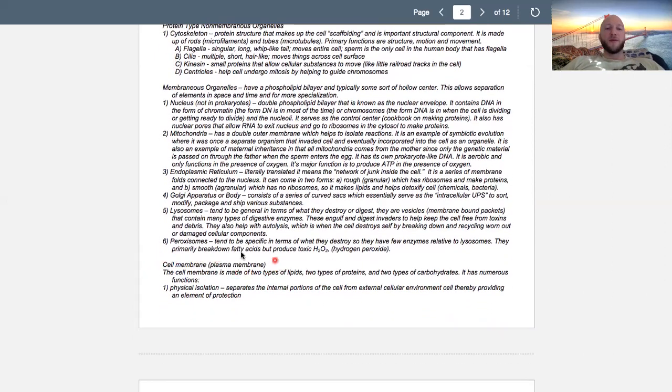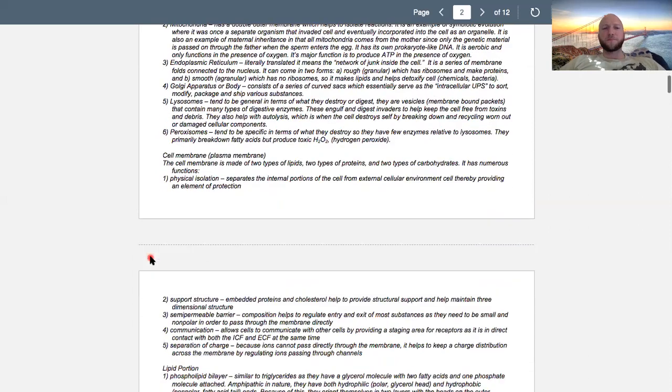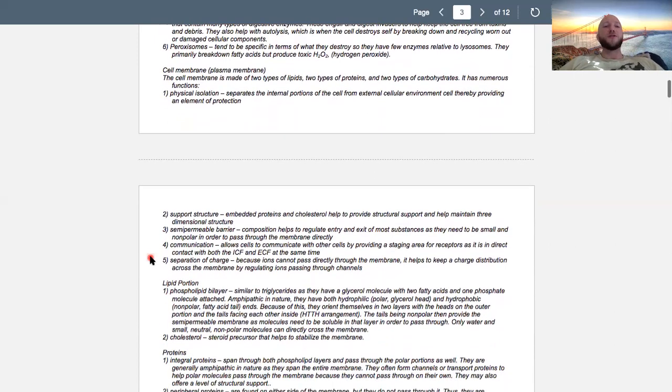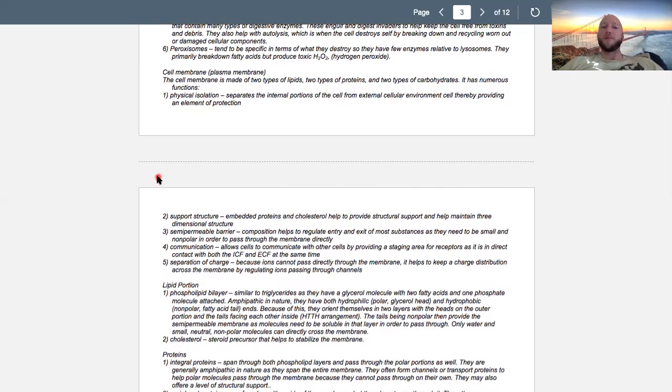Right here, once we get to cell membrane, this portion of the answer is new for most people in this class. You should know about the cell membrane. You should know that it's primarily made up of a phospholipid bilayer. You should know the functions of that membrane. Physical isolation, it separates outside from inside. It allows you to have a unique environment inside that membrane. Support structure, so embedded proteins and cholesterol help provide support and maintain that three-dimensional structure, form, and function.